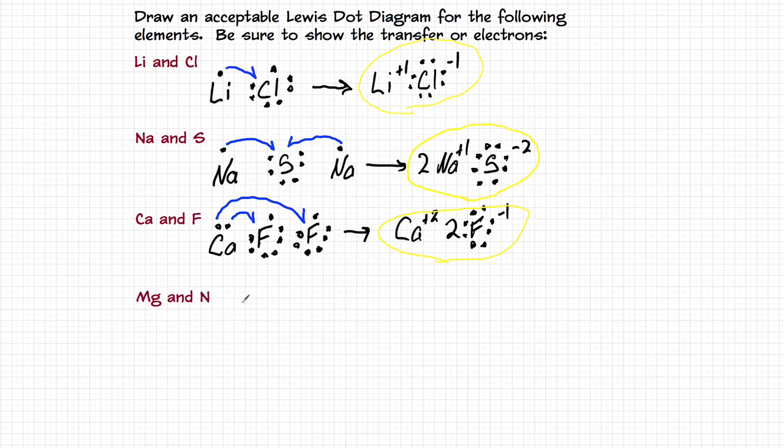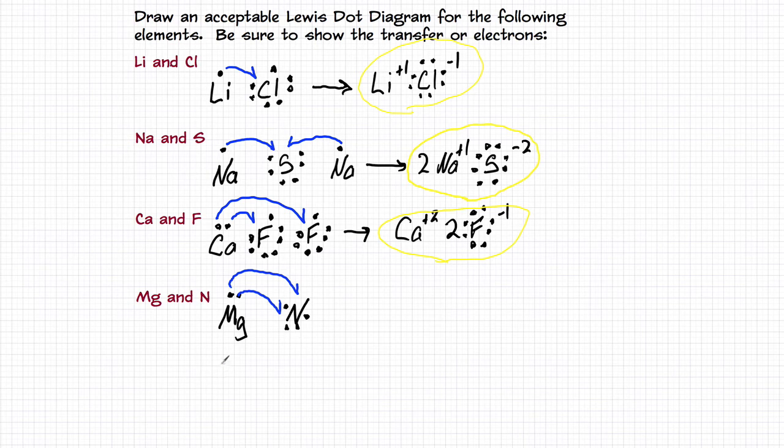Okay, I saved the best for last. Here we have magnesium and nitrogen. And magnesium, of course, has 2 valence electrons, and nitrogen has a total of 5 valence electrons. And let's go ahead and transfer the 2 electrons that the magnesium has. Okay, and you can see that makes that magnesium happy, but the nitrogen still needs another electron to complete its octet.